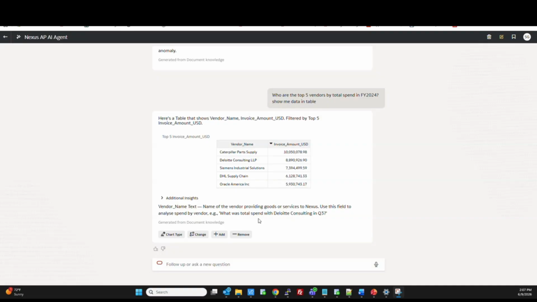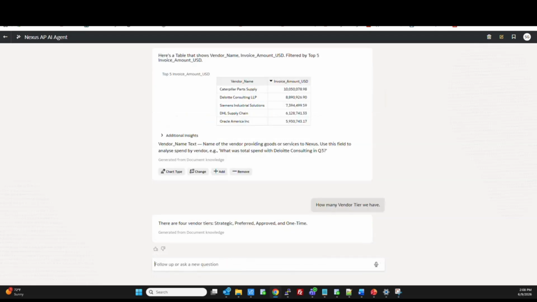Now I would like to see if we have any vendor tiers. My sixth question is, how many vendor tiers do we have? As per the agent, there are 4 vendor tiers: strategic, preferred, approved, and one more type. Before I go further, I would like to see how many vendors belong to each tier.